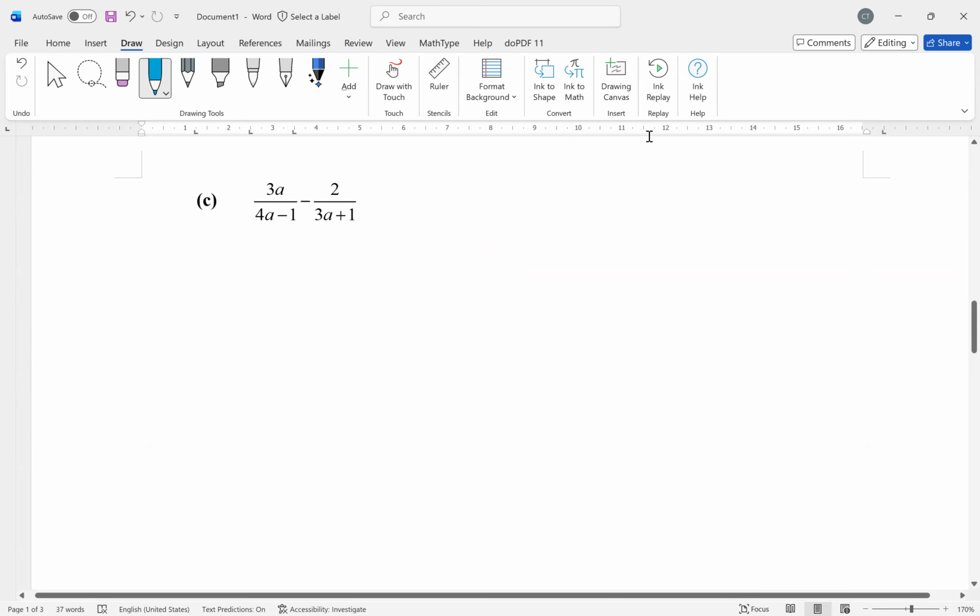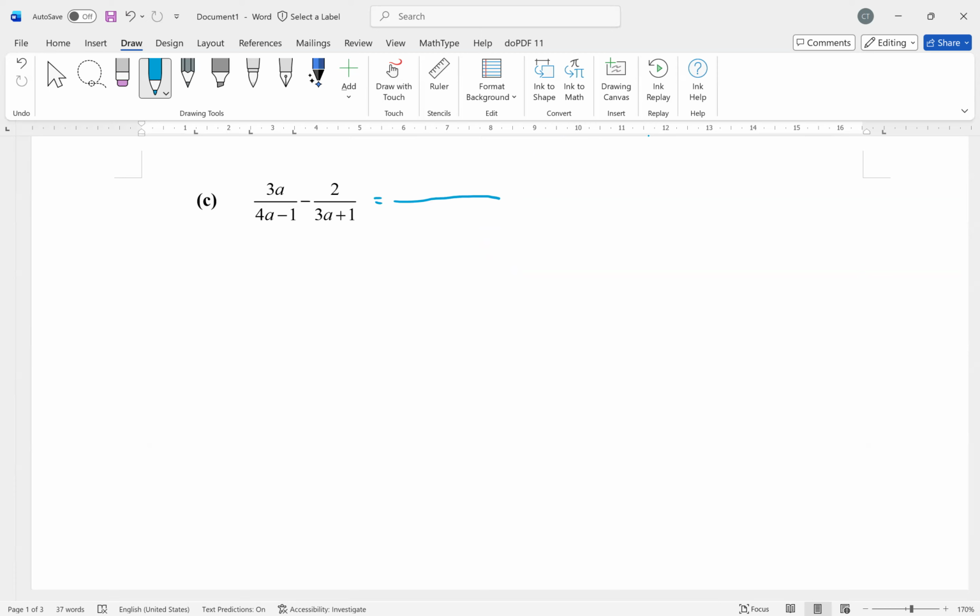All right, let's take a look at question C. Over here we have 4a minus 1. For the second term, we have the denominator 3a plus 1. So our objective is to make the denominator the same. Since the first term is lacking the 3a plus 1, what we'll do is add in the 3a plus 1. But whatever we do at the denominator, we do the same thing for the numerator, all right?